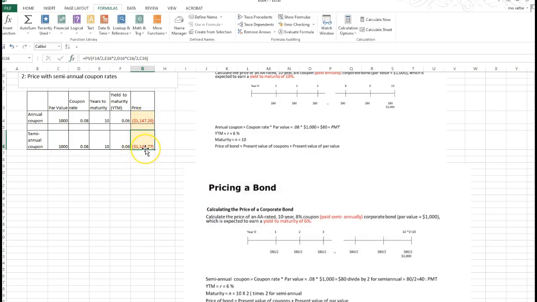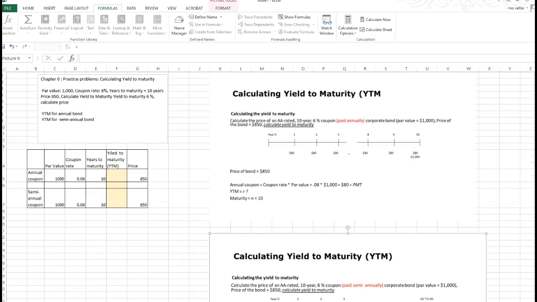So the price is slightly different because we're getting paid annually versus semi-annually, so that's how you do it. Now, what if we wanted to calculate the yield to maturity? Remember here, the 5 parameters in the bond calculation are the par value, the coupon rate, years to maturity, yield to maturity, and price. If we were given the price and everything else, then we can figure out yield to maturity. So in theory, we can figure out any one of these. If we got 4 out of 5, we can figure this thing out.